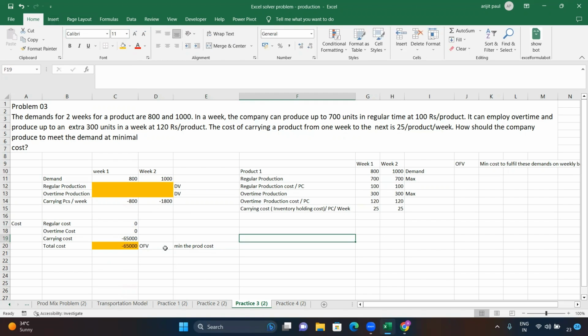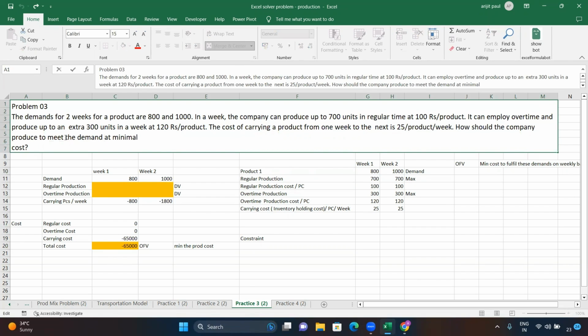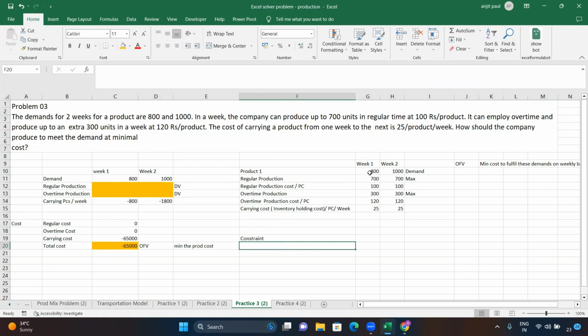Okay. Now what are the constraints? So here we have a lot of constraints. So let's see what are those constraints. So first of all, let's consider the demand. So we need to meet the demand. So that is written in the problem statement, right? So for week 1, the demand is 800 pieces. For week 2, the demand is 1000 pieces. So that we can write it here.